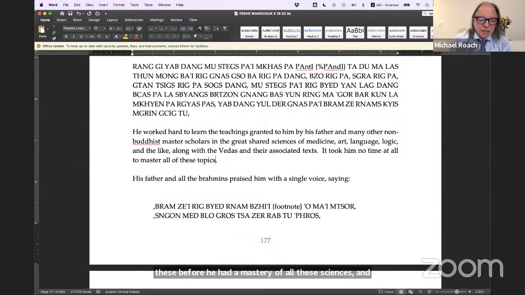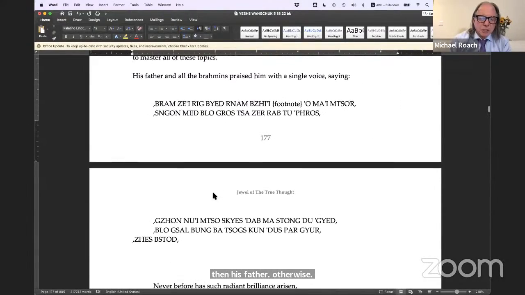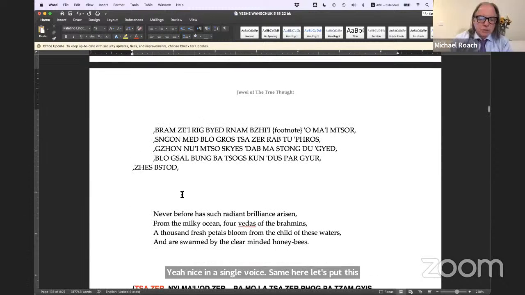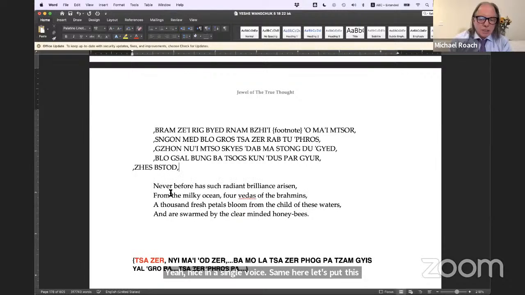And then his father and other brothers praise him in a single voice, saying, Che nam shio me so. Never has... made from the Milky Ocean. The ocean of milk, right? Which relates to the beginning of the world according to the Hindus. Okay, and who's singing the praises are all Hindus.